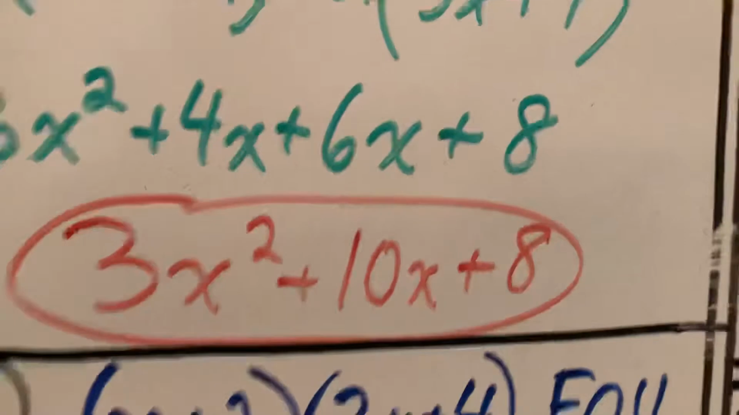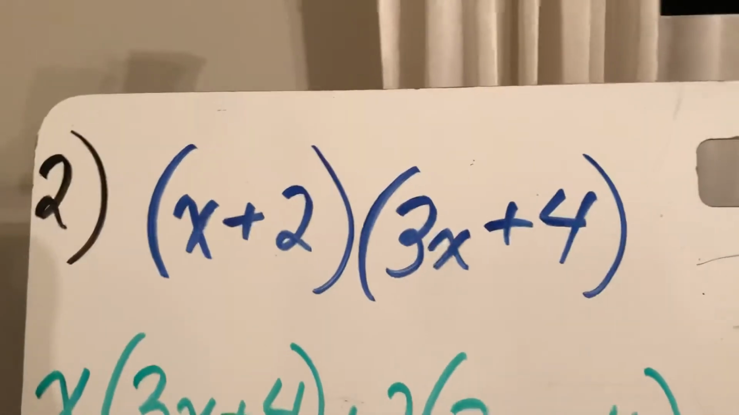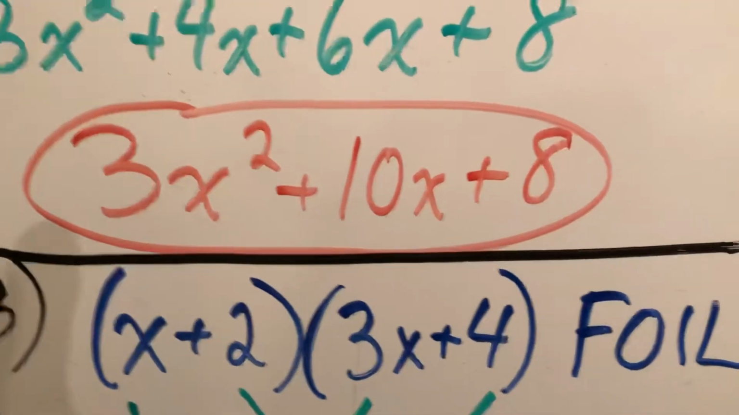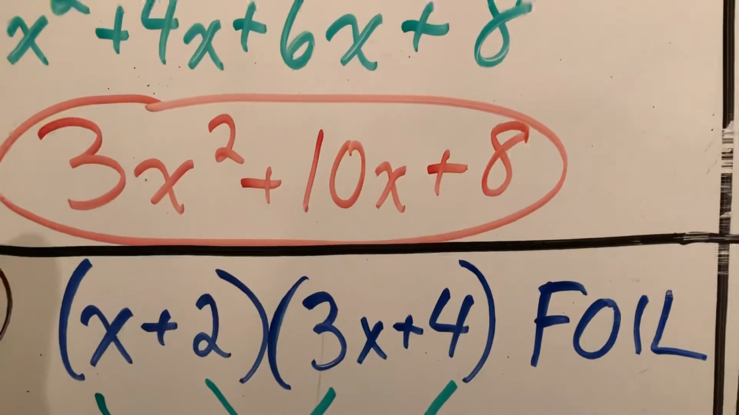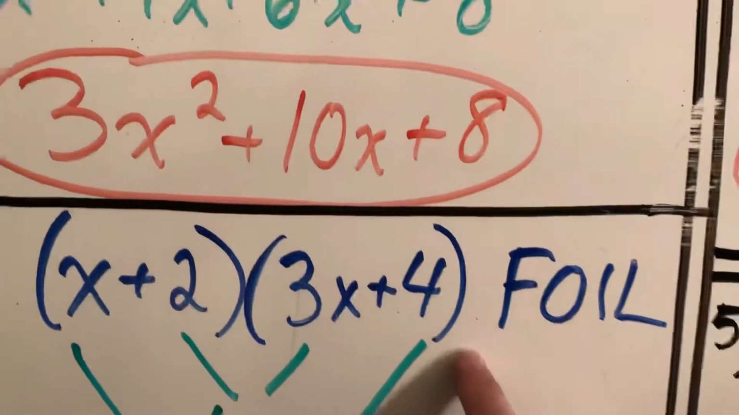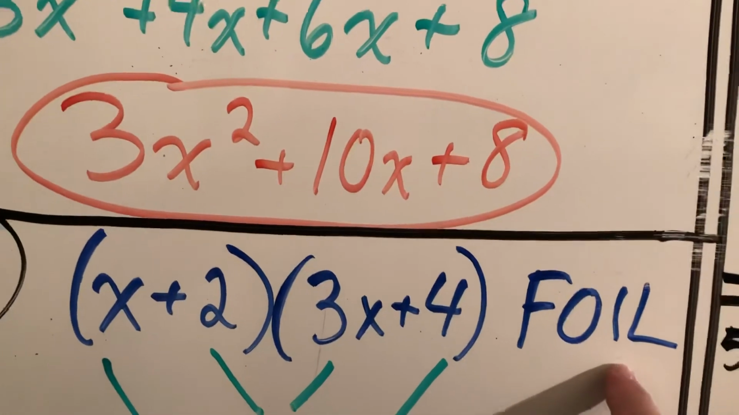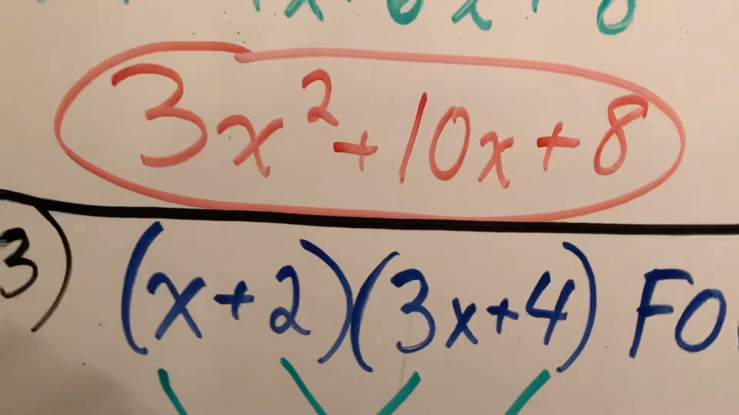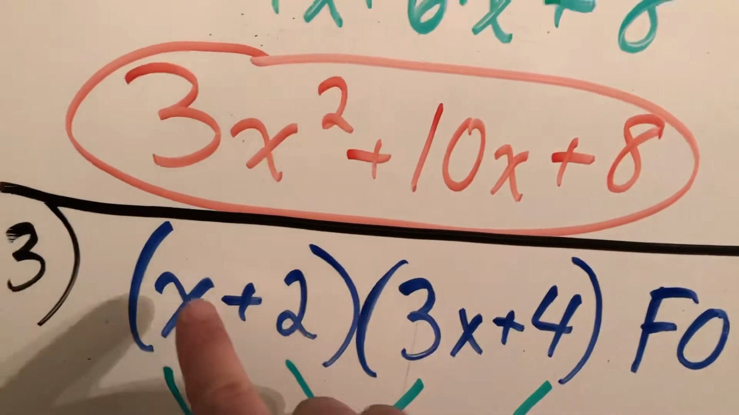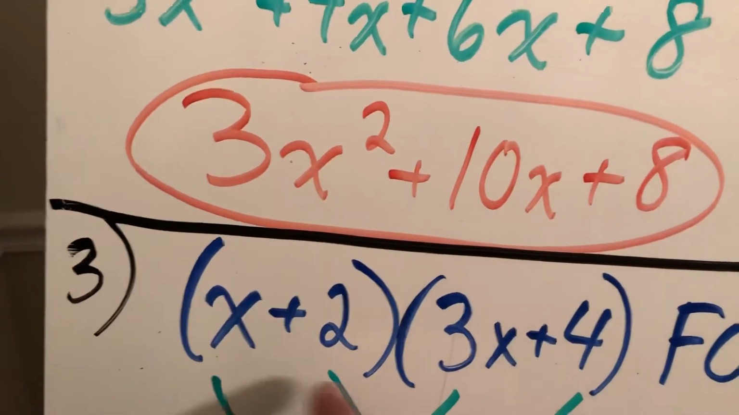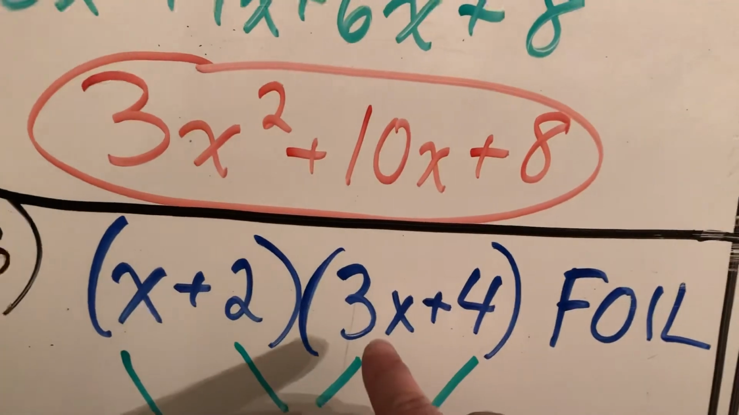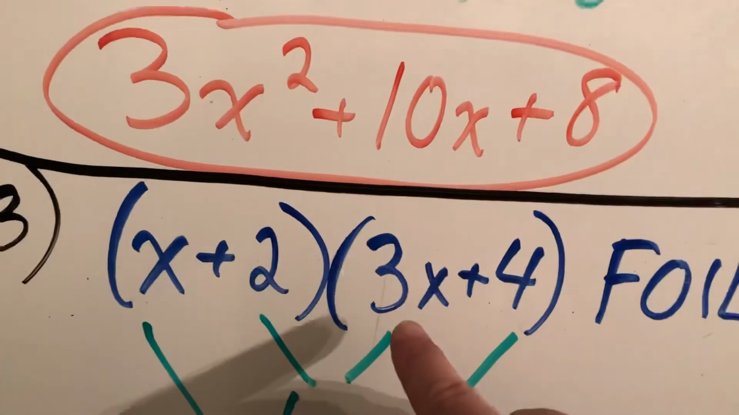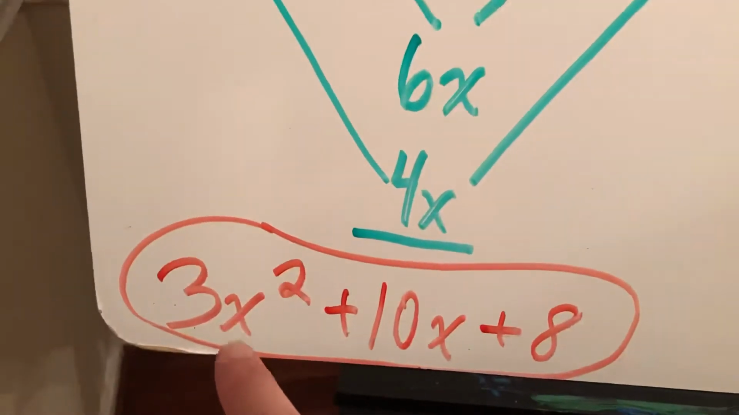Done. Now, we're going to do the same exact problem we just did here, and we're going to do something called FOIL. FOIL stands for first, outer, inner, last. Okay, first means here's two terms. What's the first term? X. Here's two terms. What's the first term? 3x. Okay, so we multiply them. What's x times 3x? That would be 3x squared.